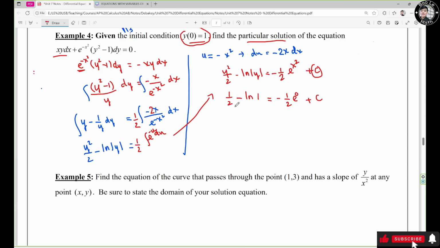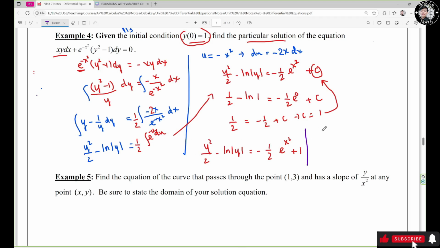So this guy turns out to be 1/2, right? Natural log of 1 equals 0, right? This one turns out to be negative 1/2 plus c. Then c equals 1, right? So the final solution should be y squared over 2 minus natural log of absolute value of y equals negative 1 half e to the s squared plus 1, right? Now we could simplify this one.